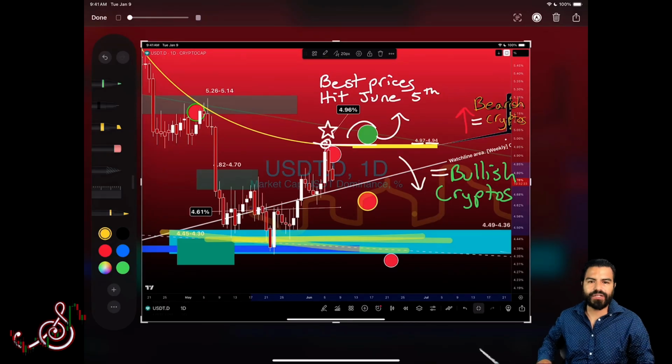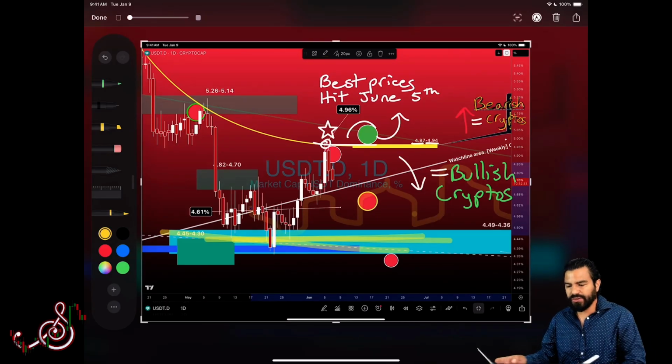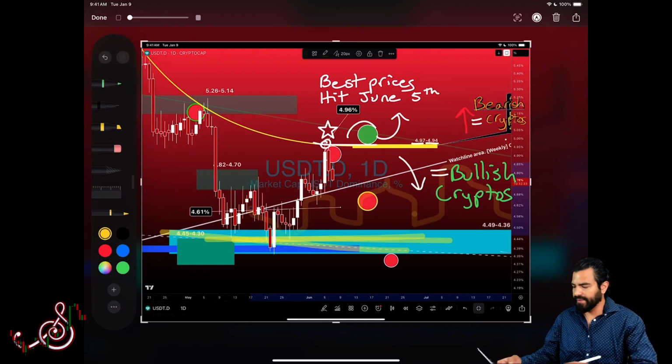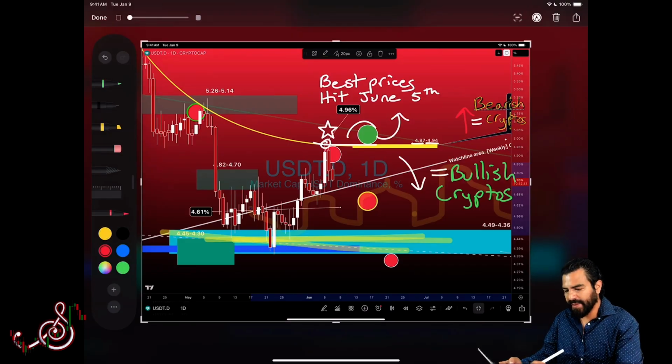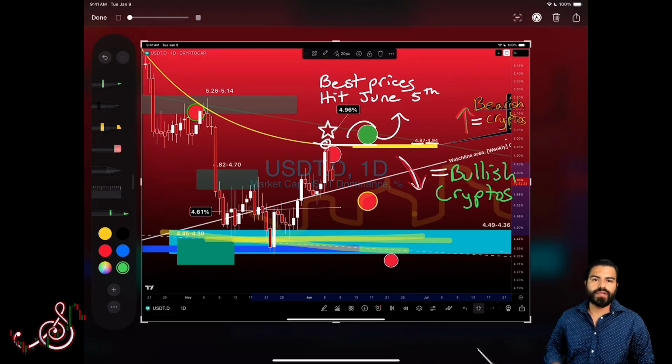I want you to take a screenshot of these 2 images, of the down movement and of the up movement. Take a screenshot so that you're going in the right way.